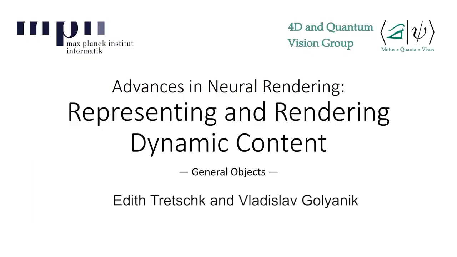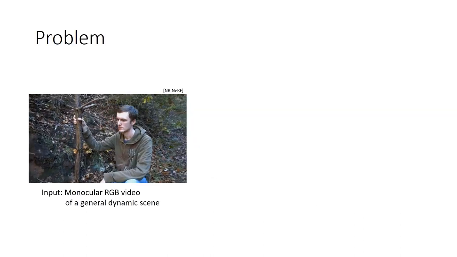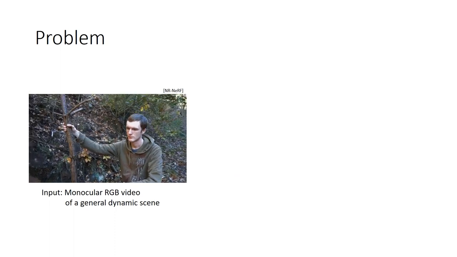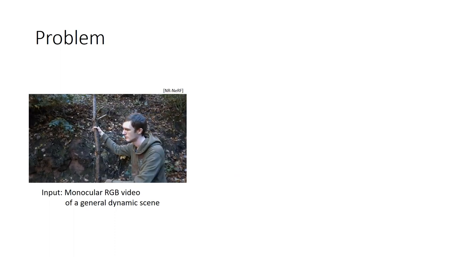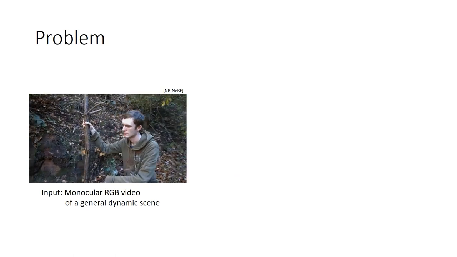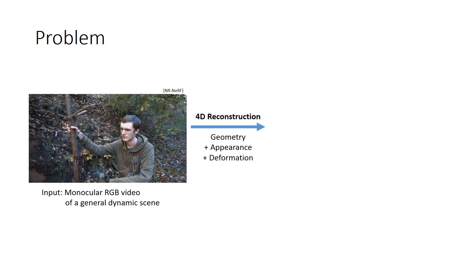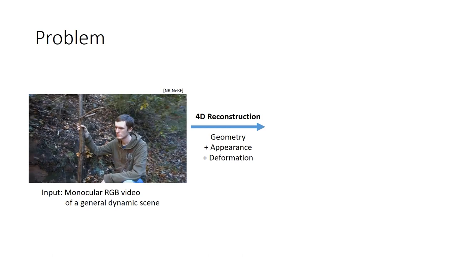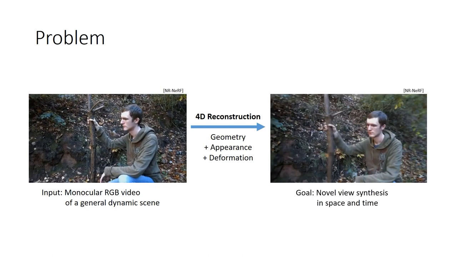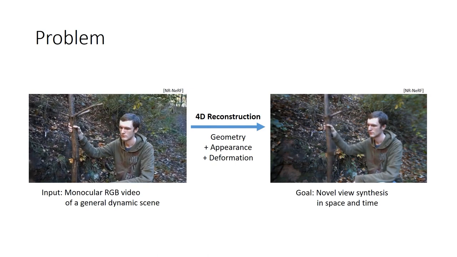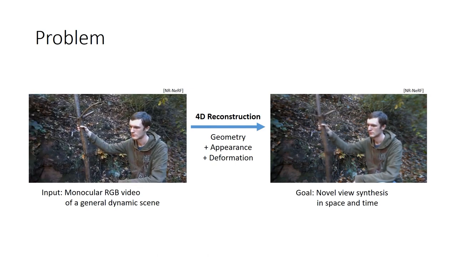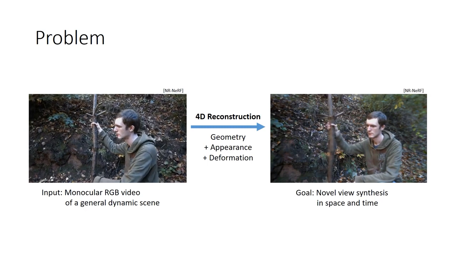Hello everyone, my name is Vladislav Golyanik and we will next look at representing and rendering dynamic content. This part of the presentation is prepared by Edith Tretschk and myself. The problem we want to look at takes as input a monocular RGB video of a general dynamic scene and is not restricted to faces or human bodies, as can be seen in this example. We then want to obtain a 4D reconstruction of that scene, namely the geometry, appearance and deformations. This reconstruction then allows us to synthesize novel views. Ideally, we want them to be consistent across space and time.